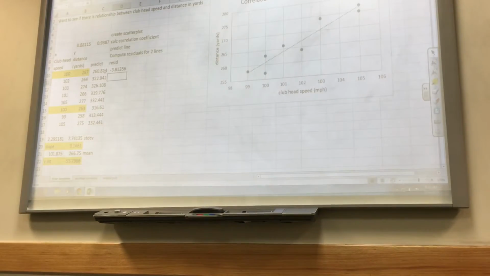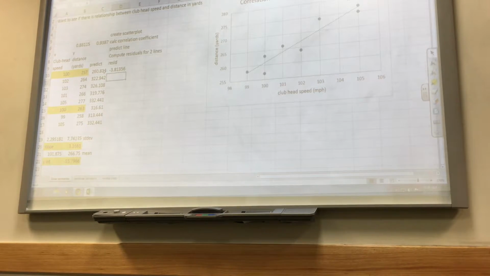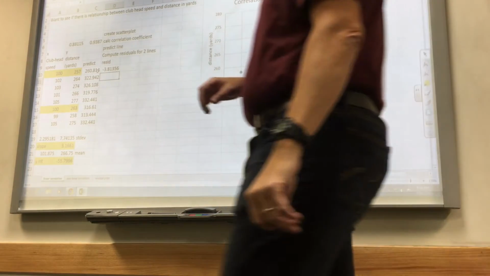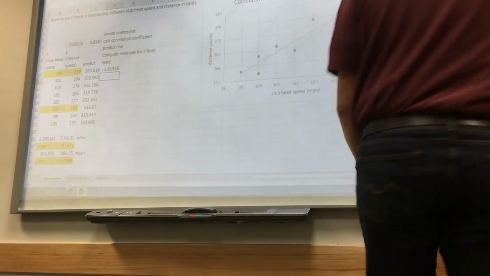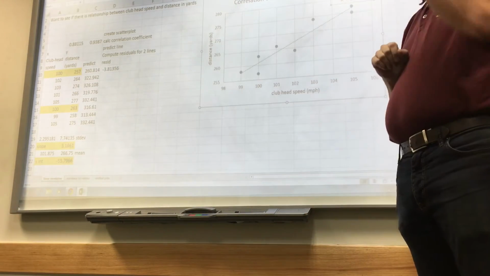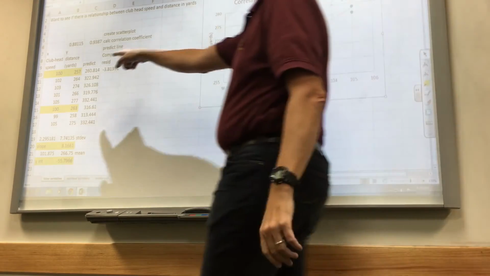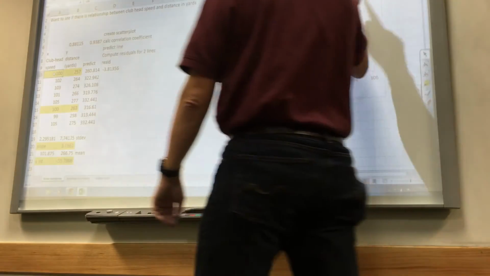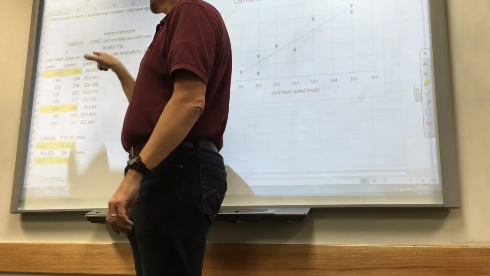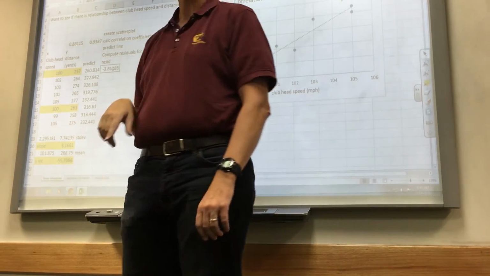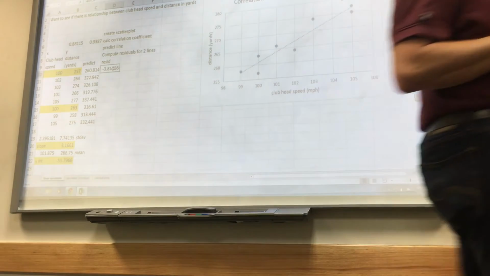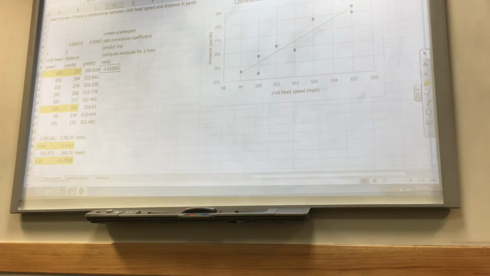How did you make the prediction? I used the equation on the board, this equation right here. I just plugged 100 miles an hour into that equation. I predicted it would have gone 260.8. It only went 257. I'm off by 3.8 yards. Does that make sense?